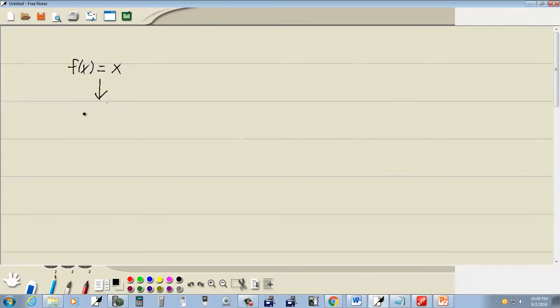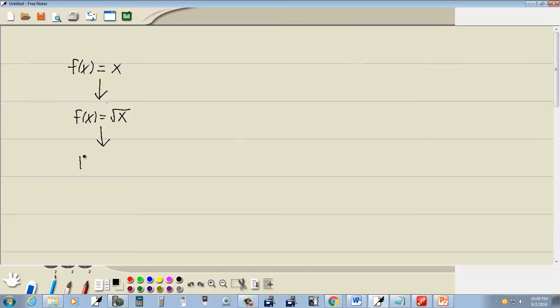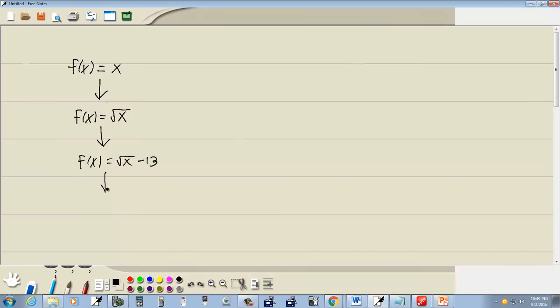1, take the square root. So we take the previous transformation, take the square root of it. 2, subtract 13. So we'll take our previous transformation, the square root of x, and we'll subtract 13. Okay, that's an interesting one.